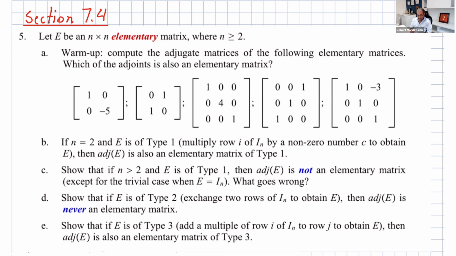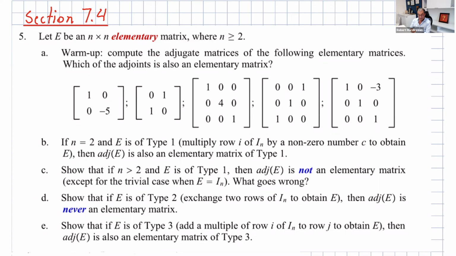For warm-up, it says compute the adjunct matrices of the following elementary matrices, and say which of the adjoints is also an elementary matrix. Again, adjunct or adjoint is the same thing, and I will call it adjoint for this exercise. Now, these are elementary matrices.